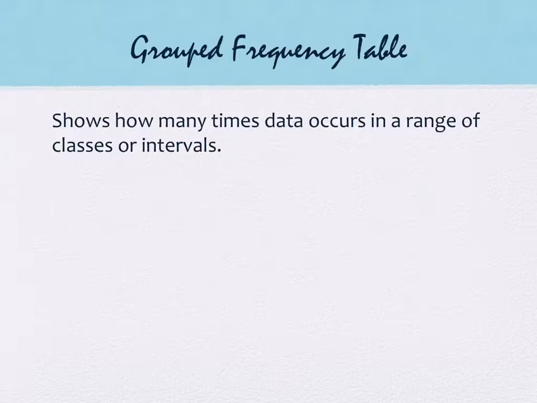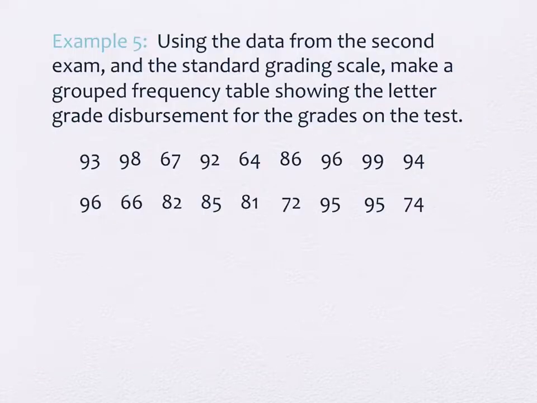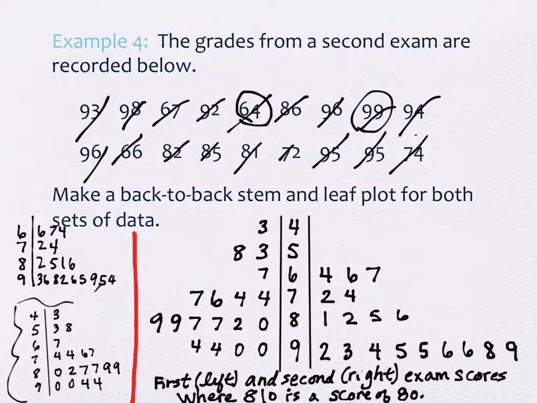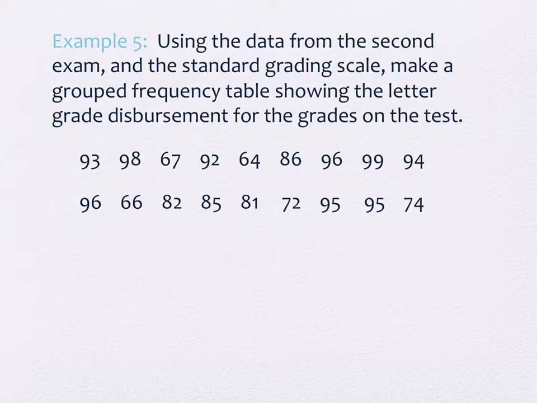So we're going to actually draw a grouped frequency table using that same information, and we're going to use it from our second exam. So using the data from the second exam and the standard grading scale, right? Standard grading scale means like 60 to 69 is a D, right? Make a grouped frequency table showing the letter grade disbursement for the grades on the test. Now, it'll help me if I just copy, and you guys can just reference by looking back at, this is what happens when you do too many erasings. Those of you who've done presentations before know that I don't like the erase button, and I've been using it a lot today.